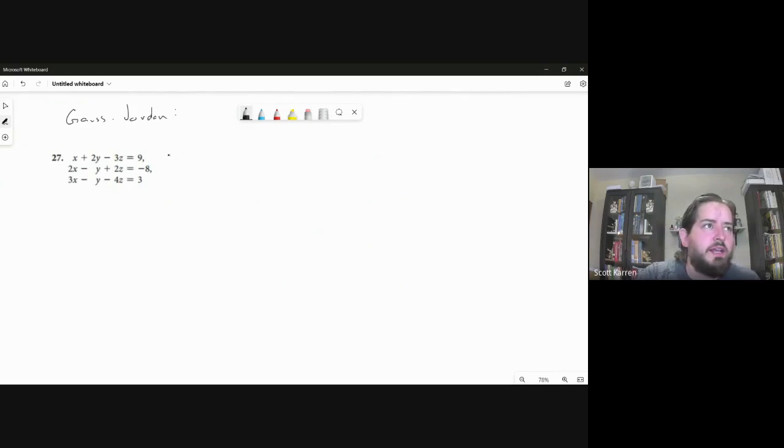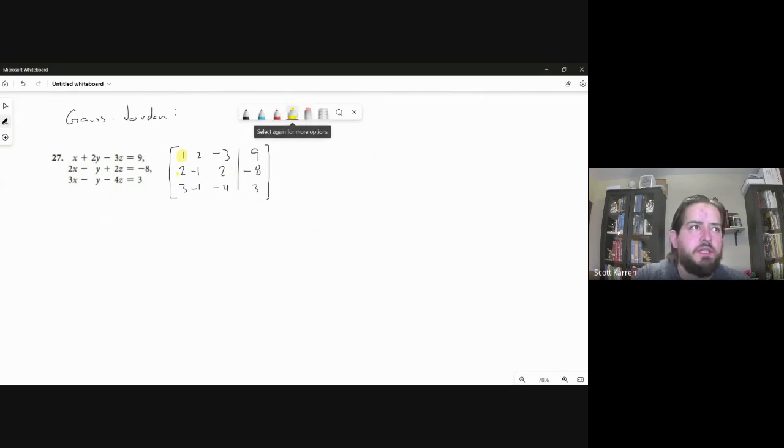So I'm going to start with this system. I'm going to first write it as an augmented matrix. So 1, 2, -3, 9. 2, -1, 2, and -8. And then 3, -1, -4, and 3. Okay. So the first step, I want to get a 1 right there, and that's done. So that was easy.